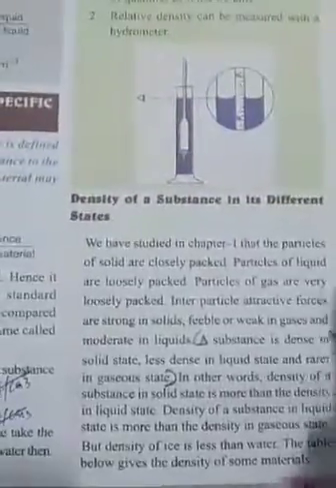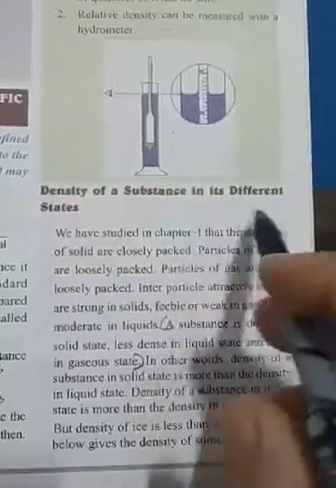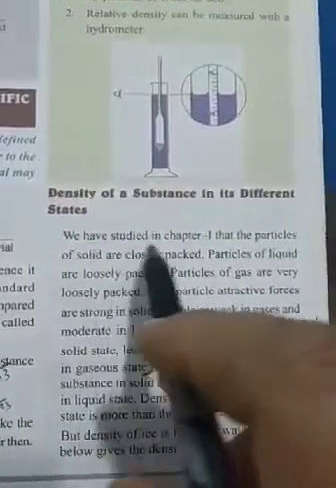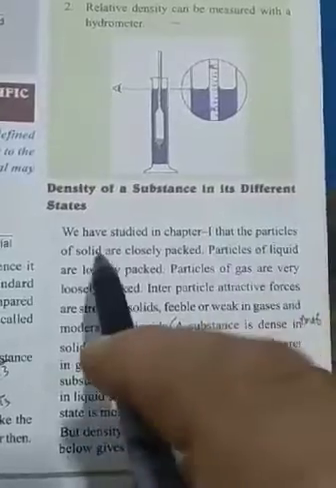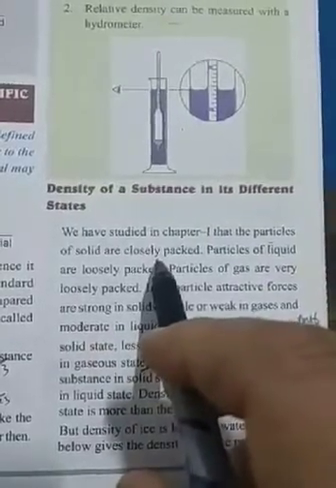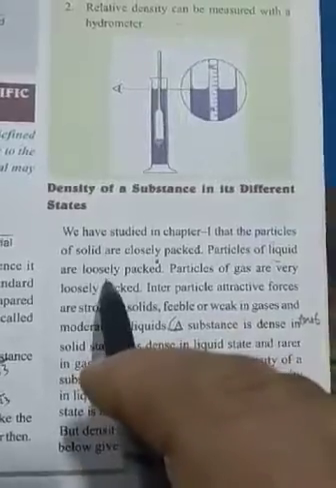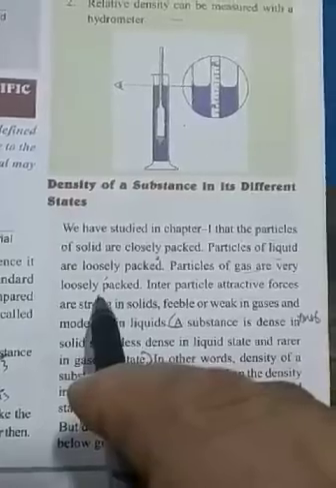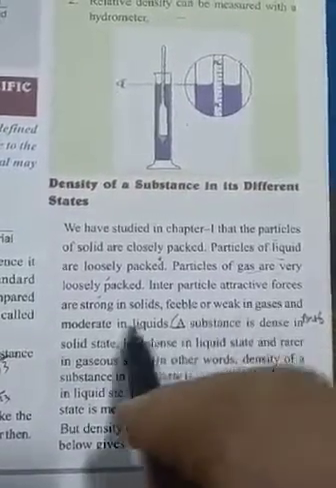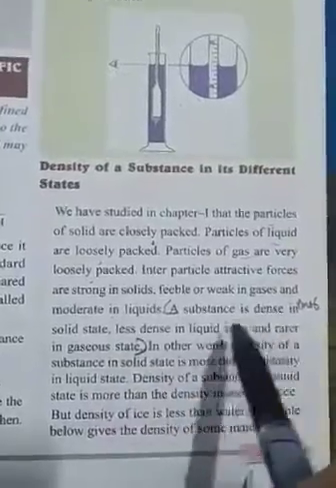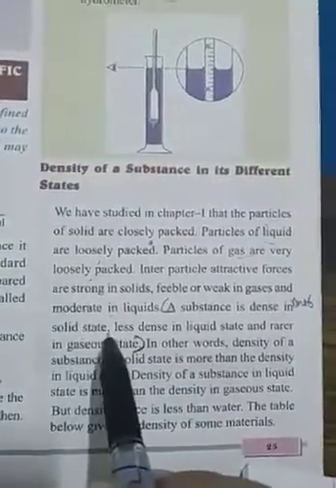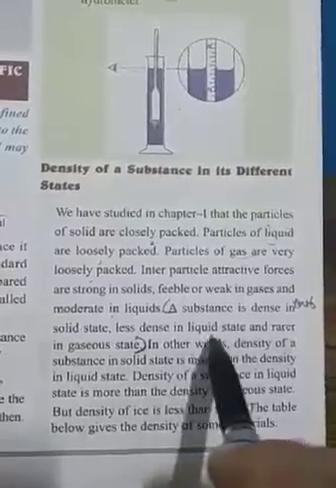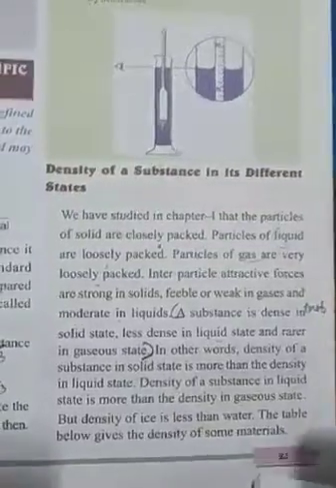Our next topic is density of a substance in its different states. As we have studied in chapter 1, the particles in a solid are closely packed with strong interparticle forces, liquid particles are loosely packed with weaker interparticle forces, and gases are very loosely packed with negligible or no forces of attraction. So a substance is dense in the solid state as particles are closely packed, less dense in liquid, and rarer in gaseous states. So we have a table that shows the density of different substances in their solid, liquid, and gaseous states.